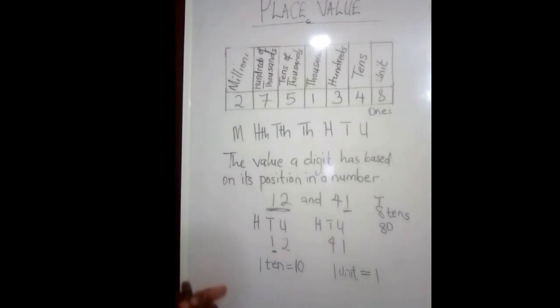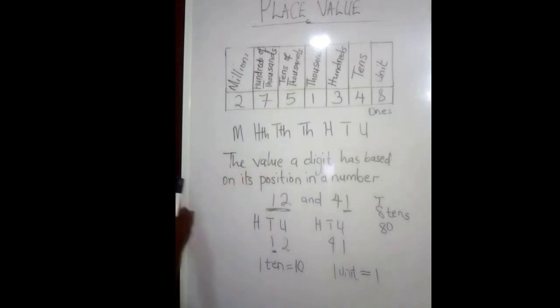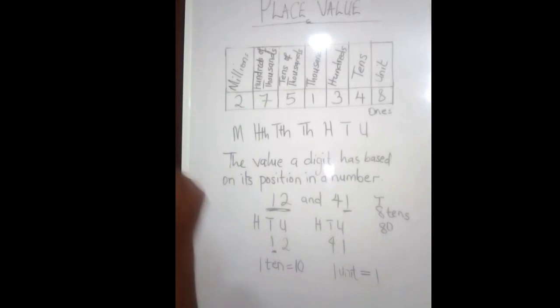Now I would like to say this. Whenever you're given a number and you are asked for the place value of any of the digits or all of the digits, just know that the first thing you need to do is to spread out the number. Spread it out and place each digit under the position, the right position.